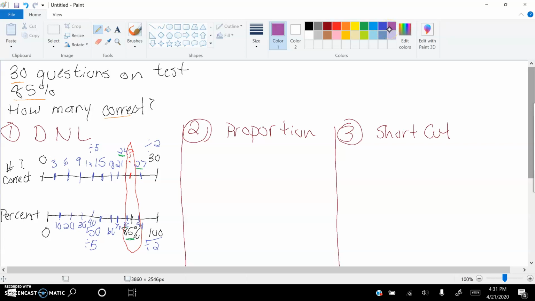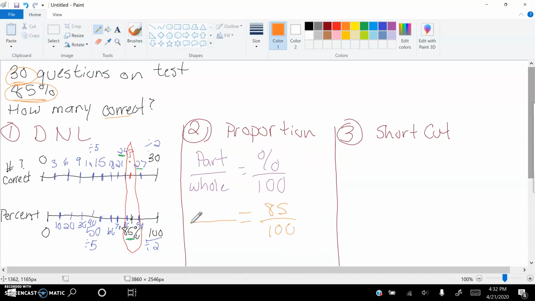So as we've seen in the past, we know our proportion is going to be part divided by whole equals percent over 100. So looking at what we know, the numbers that we have are 85 and 30. Now I notice that there's a percent sign after the 85, so that's a clear indication that 85 is going to be our percent. So 85 out of 100.